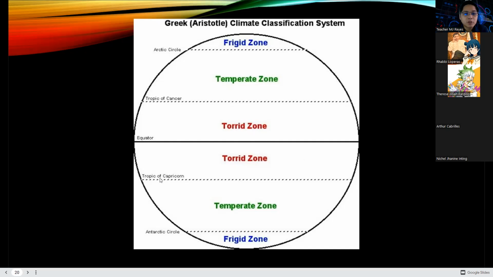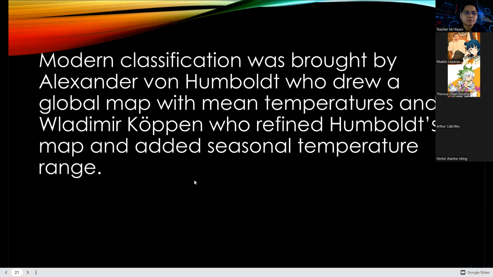In between the Tropic of Capricorn and the Antarctic Circle, still the temperate zone. Again, this is where the four seasons are actually experienced. The last part is the frigid zone. This is the Arctic Circle, and the lower part is the Antarctic Circle. And this is based on Aristotle's climatic classification.